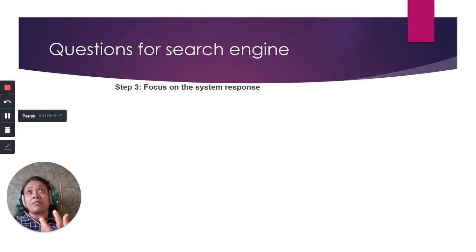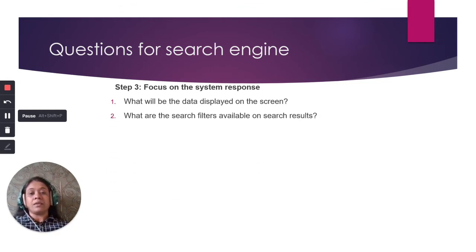The system will obviously load some data, right? So we need to understand what is the data that the system will load. So my first question, what will be the data displayed on the search results screen? Second, what are the search filters available on search results screen?